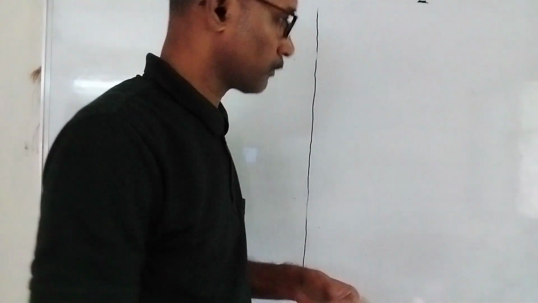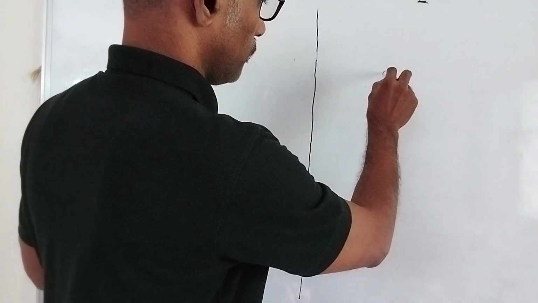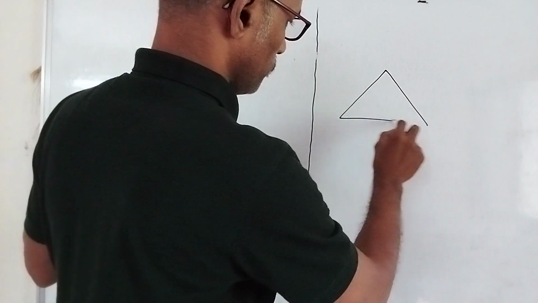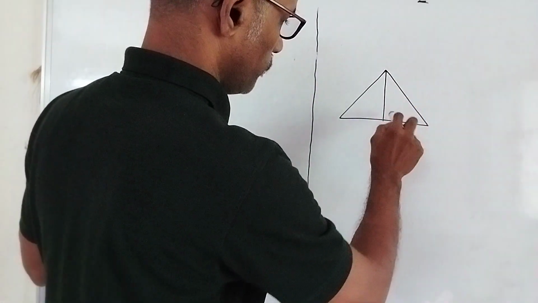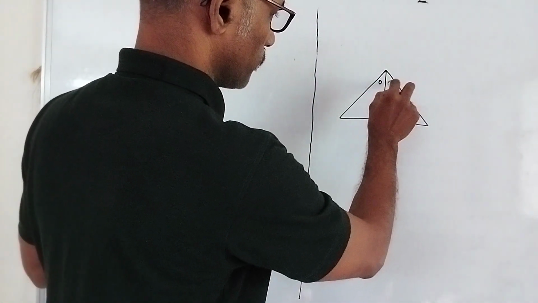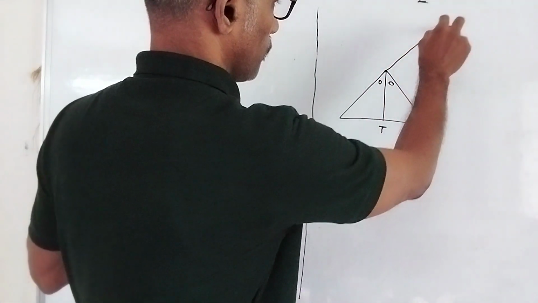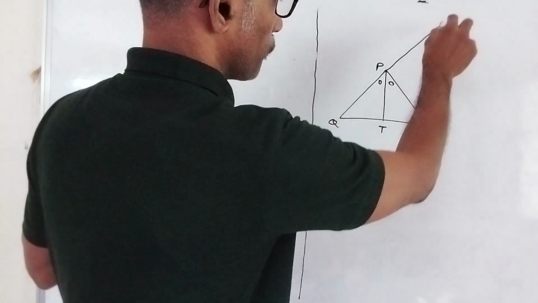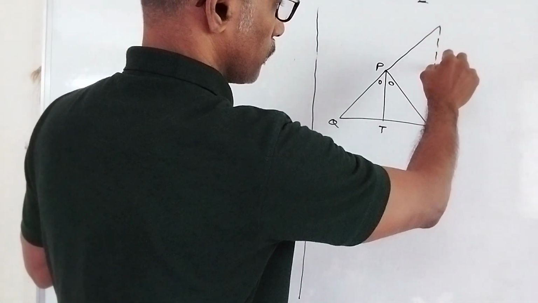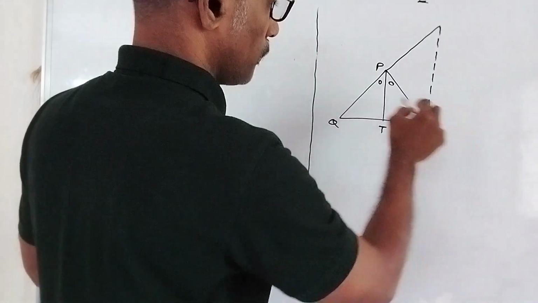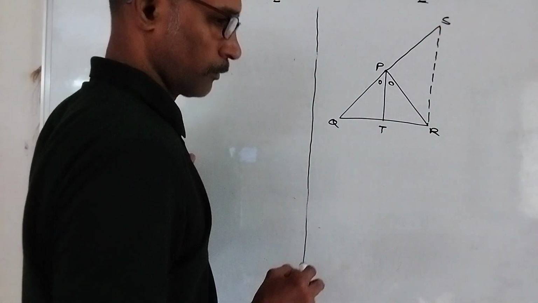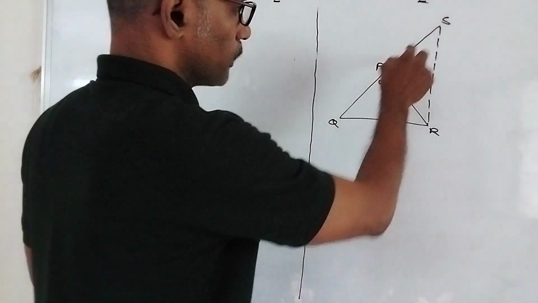In figure 3.62, segment PT is the bisector of angle QPR. A line through R intersects ray QP at point S. Prove that PS is equal to PR.